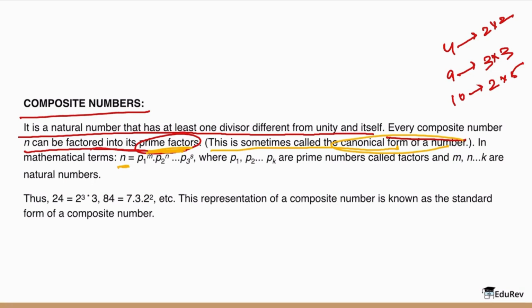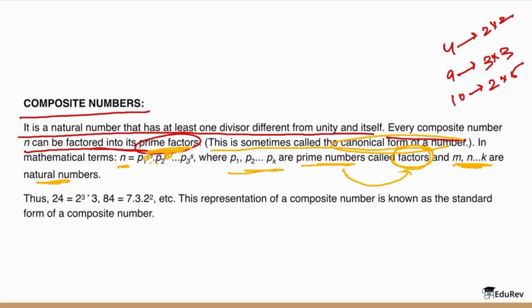So all those prime numbers are termed the factors of that number. P1, P2, Pk are nothing but prime numbers, which are also called the factors of these numbers, and m, k and n are natural numbers. All these things are like the powers, the exponents, of these numbers.